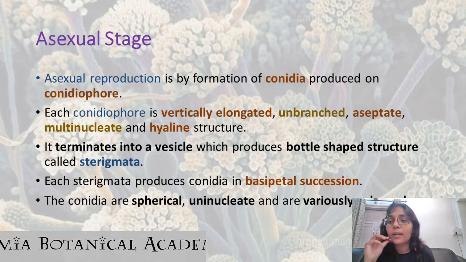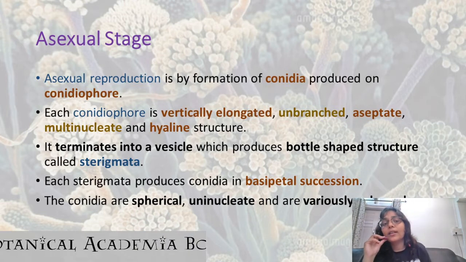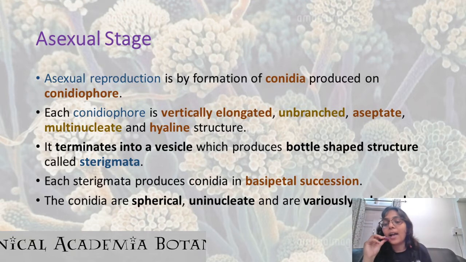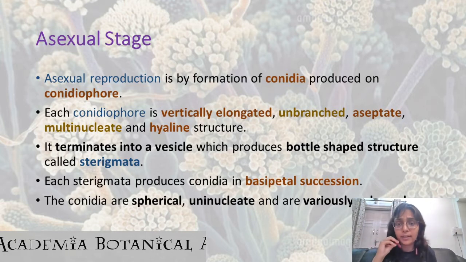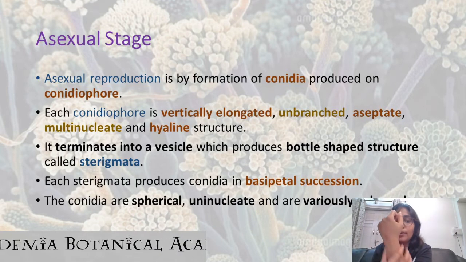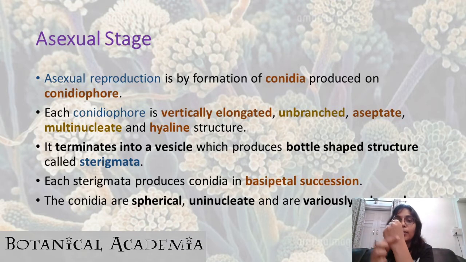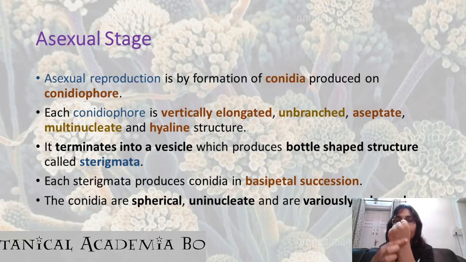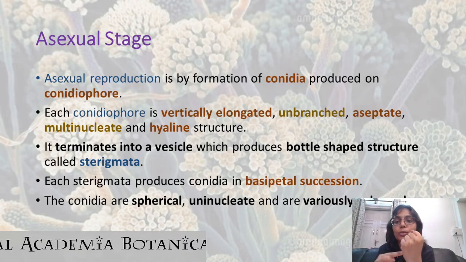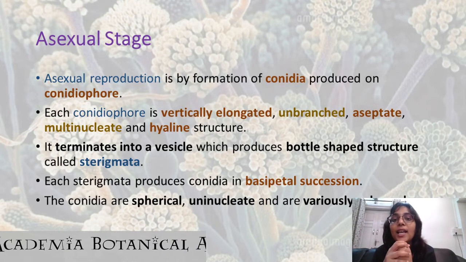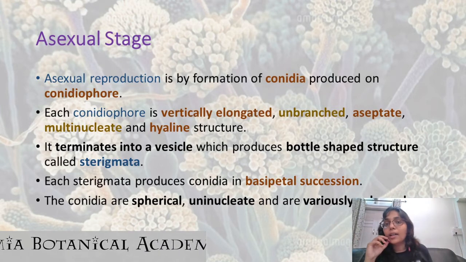Singular is conidium. So each conidiophore is vertically elongated, unbranched, aseptate, multinucleate, and hyaline, and it terminates into a vesicle. If you look at my hand, this is the conidiophore, and at the end of the conidiophore there is this globular structure called a vesicle. On this vesicle you will find some bottle-shaped structures. Those bottle-shaped structures are called sterigmata. The new term for sterigmata is phialides.